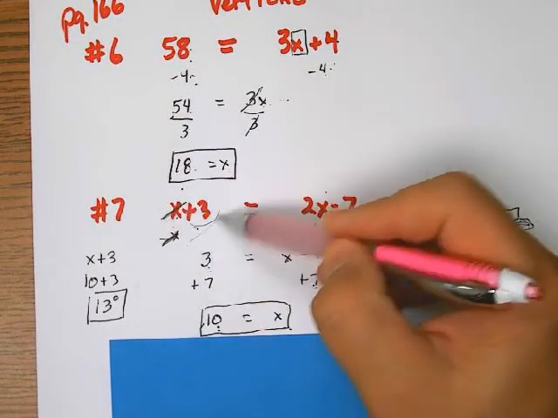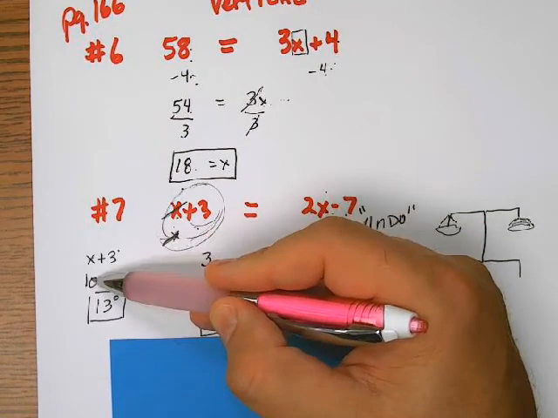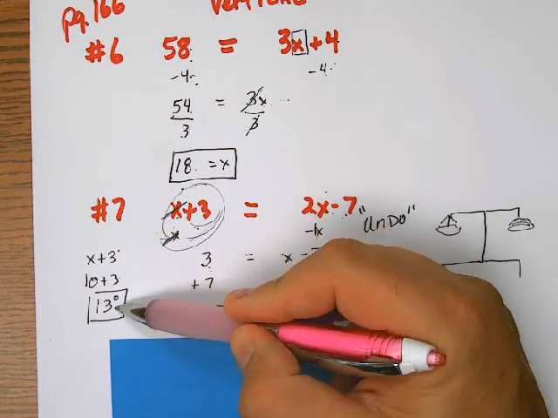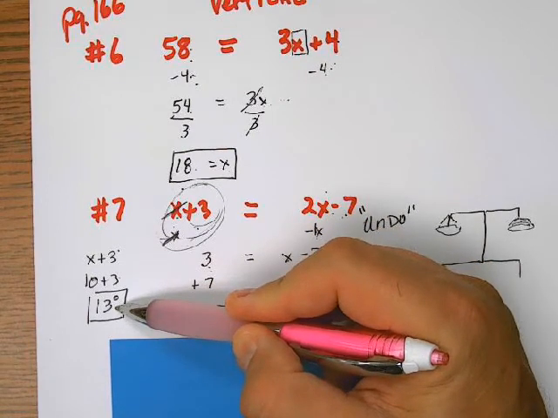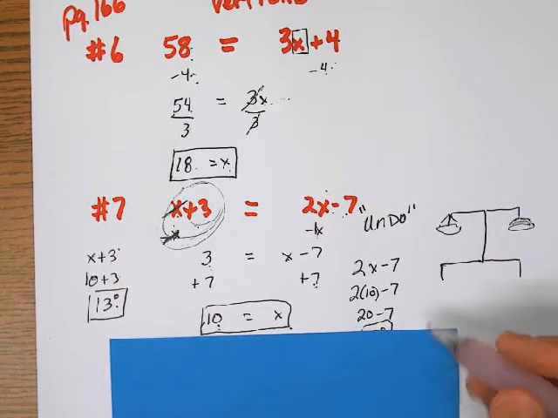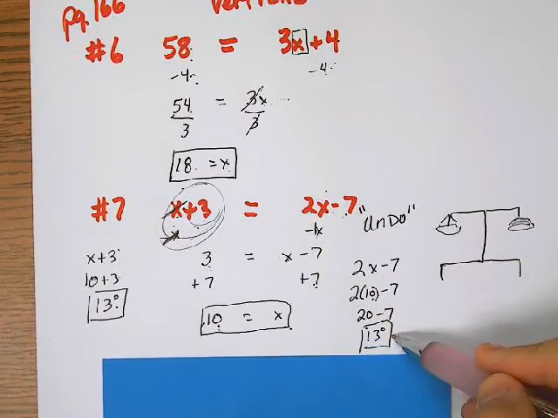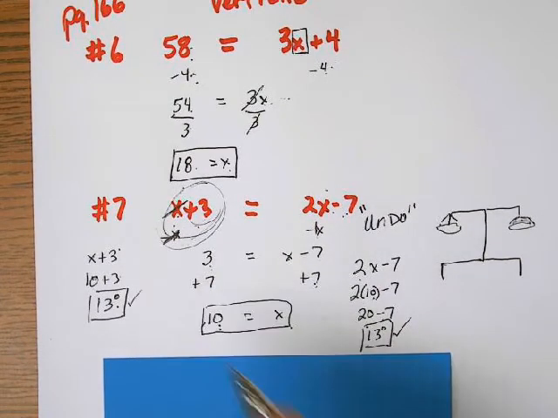So this angle was x plus 3. So then we put 10 plus 3, we get 13 degrees. Since they're vertical angles, they're equal. This side better give me 13 degrees as well. 2 times 10 is 20 minus 7. And about 13.